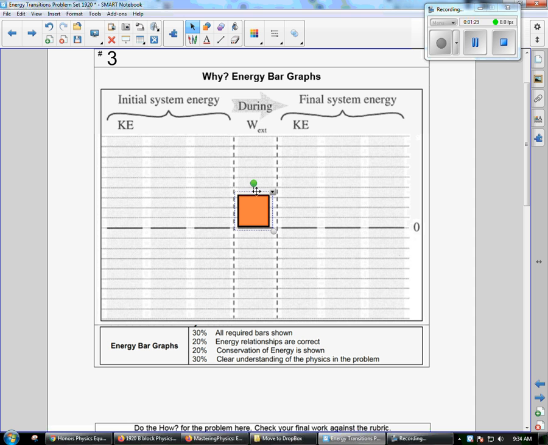See if I can change the size of the 63. I'm not letting that, okay, maybe a different one. Try that. That's better.